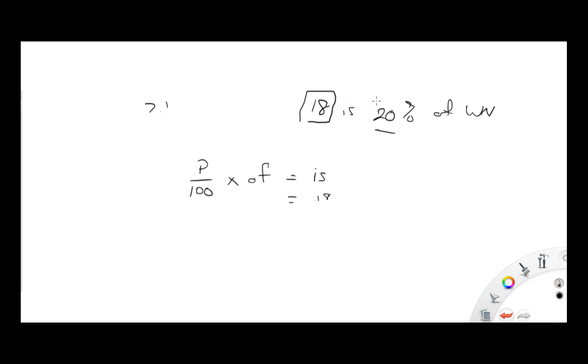Percent. What percent were we given? Well, 20%. So we're going to say 20 over 100 times of. Well, what is the of? We don't know what that number is. So if we have 20 over 100, meaning our percentage, times what number equals 18, can we solve for this? Yes. Well, 20 over 100 times what number equals 18.